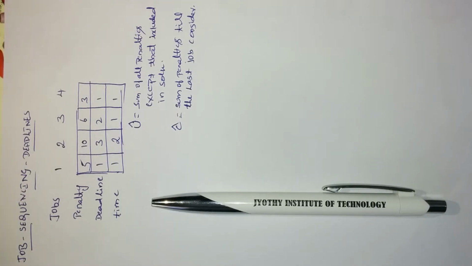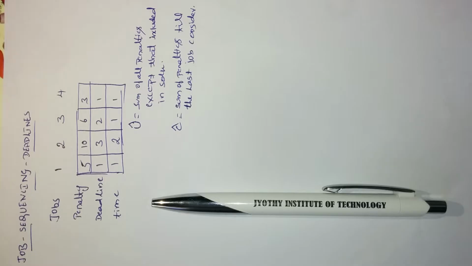Today I am going to discuss a new topic called job sequencing with deadlines, or the assignment problem. This topic is very important under the branch and bound concept. There are three types in branch and bound: job sequencing with deadlines, knapsack, and the traveling salesman problem. In these three, 100% one question will appear in the examination. This is a very important topic from the examination point of view.